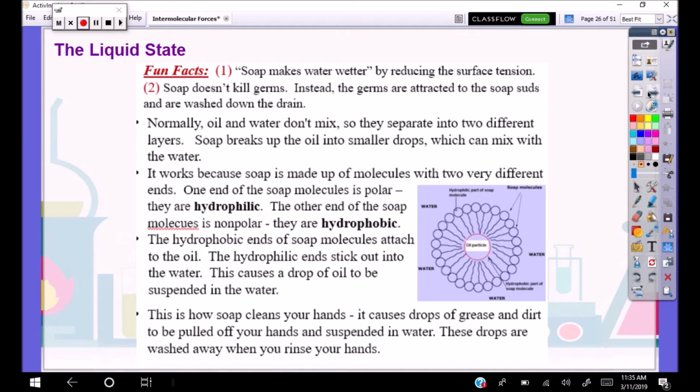It works so well because we have the hydrophilic head of the soap molecules, which can form strong intermolecular forces such as dipole-dipole with the water molecules, but then you have the nonpolar chains, which are hydrophobic, and those interact with the oil particles, hence why we're able to dissolve some of those things and wash them away. So you can read up on that. It's just a cool application here.